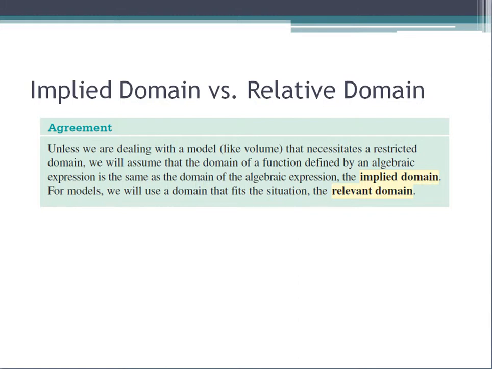Okay. Now when we're talking about domain, there's two kinds of domain. There's implied domain and there's relevant domain. So let's look at the difference. Unless we're dealing with a model, like volume, a real world situation that necessitates a restricted domain, we'll assume that the domain of a function defined by an algebraic expression is the same as the domain for the algebraic expression. Now for models, they have a certain domain that fits the situation.